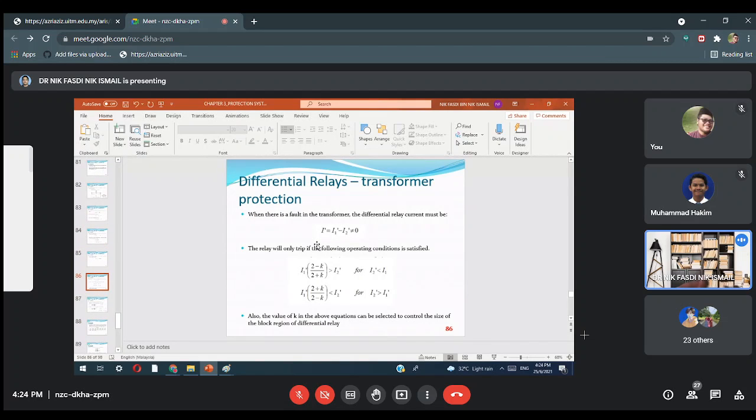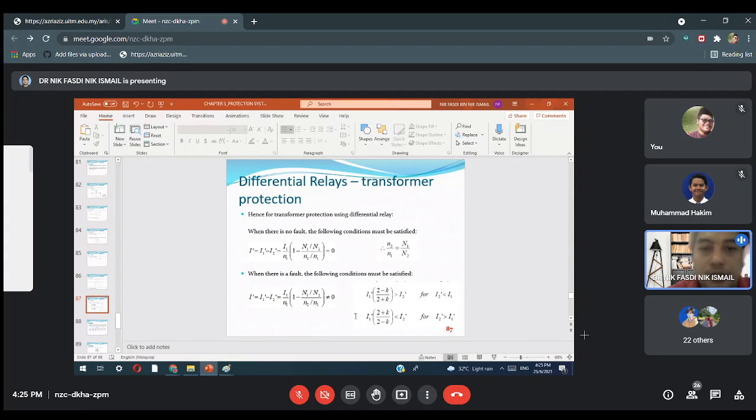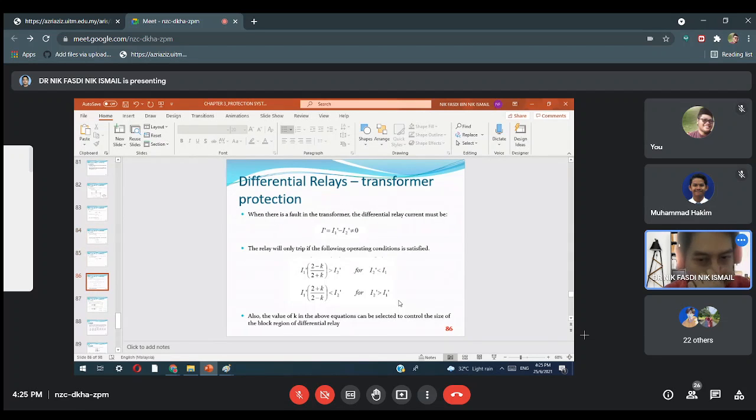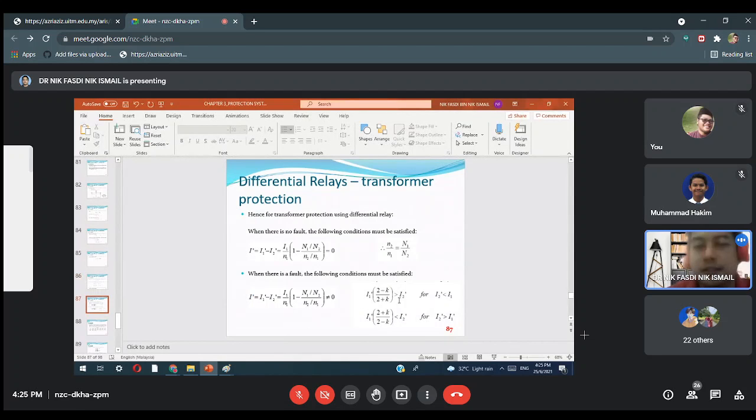So whenever there is a fault, the relay current is no longer zero, okay, this is the trip condition, right? Also the value K can be selected to set the size of the block region of the differential relay. Hence the transformer can use a differential relay. Kenapa ada K? Because transformer ni dia ada based on turn ratio. Dia tak specific on any one value. So dia boleh adjust. Turn ratio, that's why ada turn ratio.